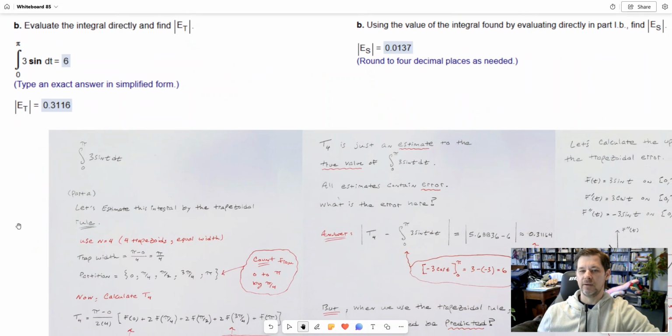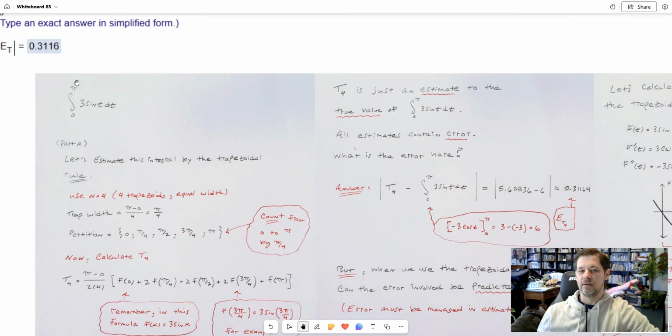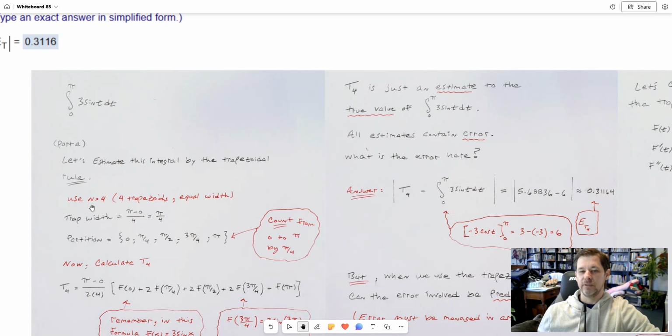So we have this integral, the integral from 0 to pi of 3 sine t dt, that we're trying to estimate with the trapezoidal rule. Let's start there. And it says we'll use n is equal to 4, and you could think of that as 4 trapezoids. Like if I was to inscribe within this integral on a graph 4 trapezoids to cover the area under the curve. That's what that means. Or sometimes we say that the partition has 4 subintervals.